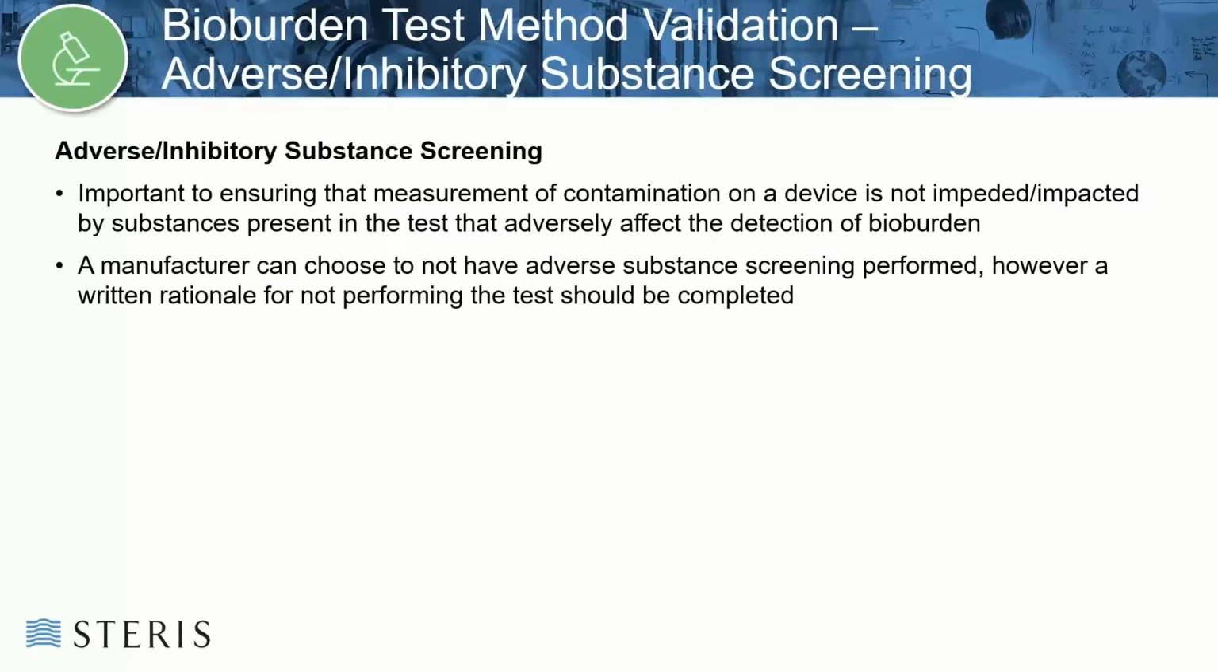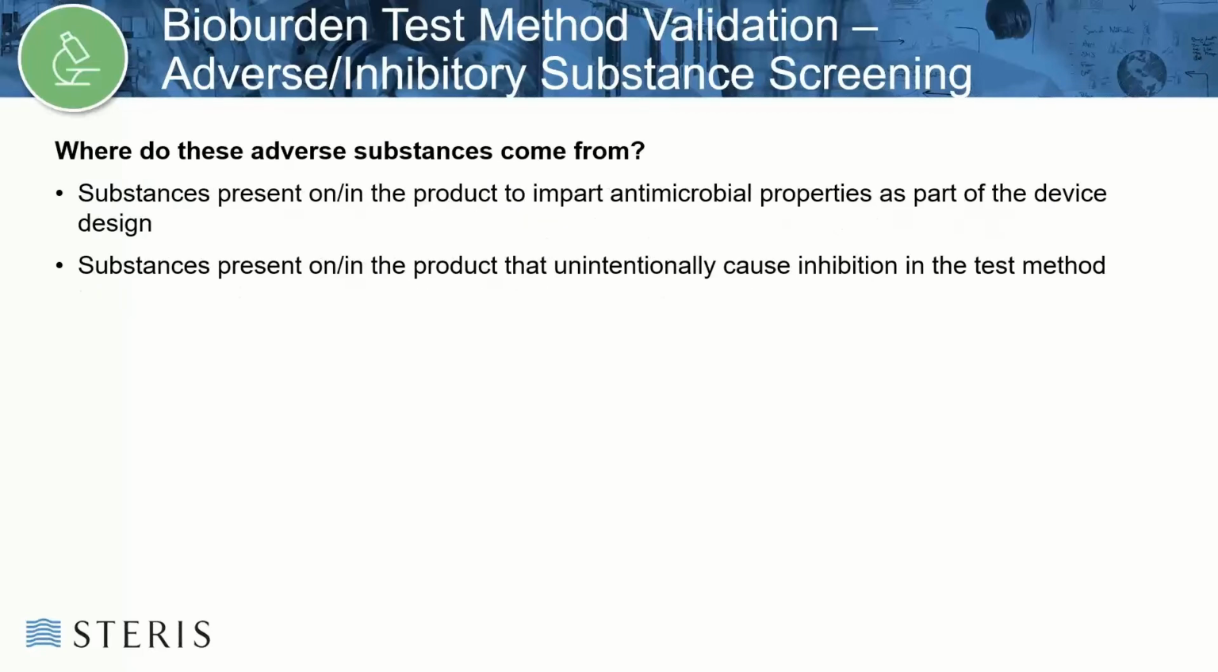Based on a detailed understanding of the components in the manufacturing process, the manufacturer can choose not to perform adverse substance screening. However, a written rationale for not performing the test should be completed by the manufacturer and maintained in the quality system. So let's talk about where inhibitory substances may come from.